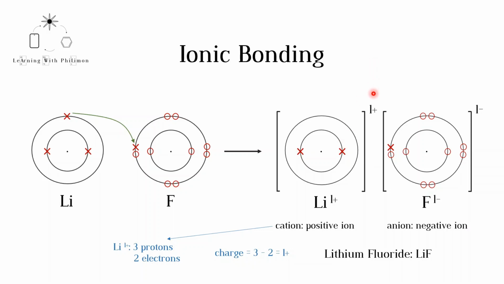The charge is displayed on the top right outside the brackets. The lithium atom has become an ion, a charged atom. As it is a positive ion, it is called a cation.